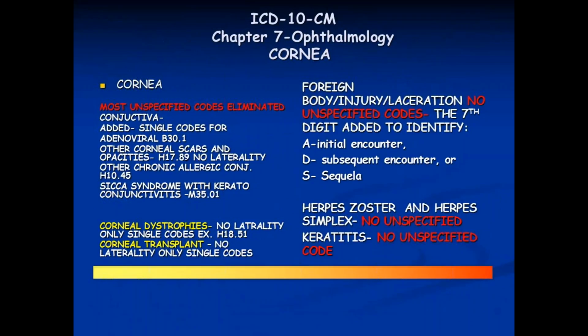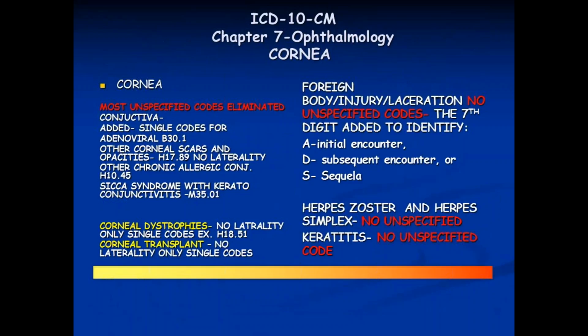But there were added codes for single codes. We have single codes that's added now. I've listed those. Be careful of that, because some single codes, before they may have taken 2 codes, but now they've just broken it down to more specific codes.